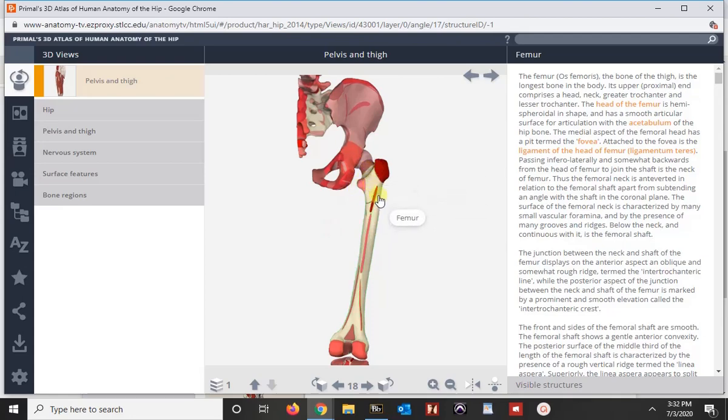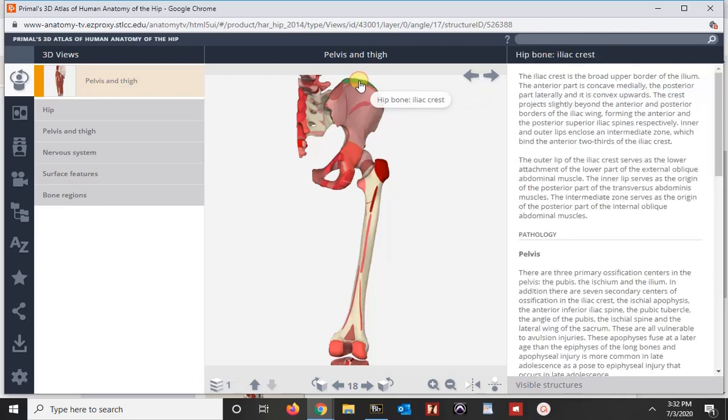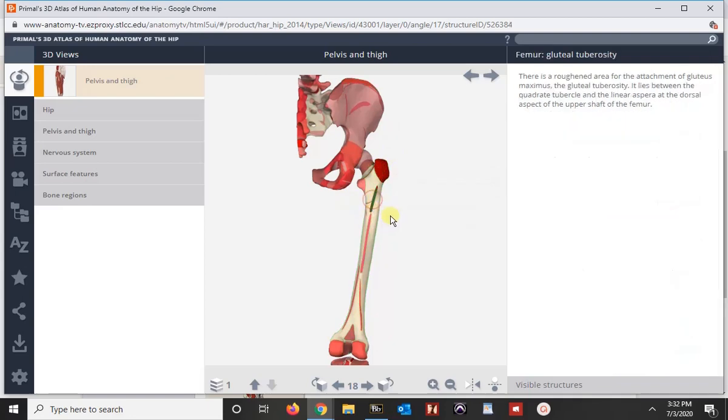And then down here, there's this rough patch called the gluteal tuberosity. And the gluteal tuberosity is just a rough patch where muscles attach. So that's named the gluteal tuberosity because the gluteal muscles from up here on the crest of the ilium on the pelvis come all the way down, and they attach to the trochanters and they attach to the gluteal tuberosity. So the gluteal muscles attach to the gluteal tuberosity. That's why they named it that.